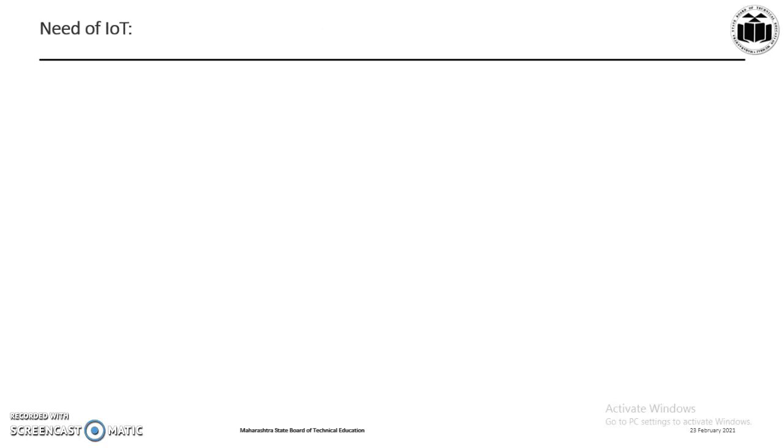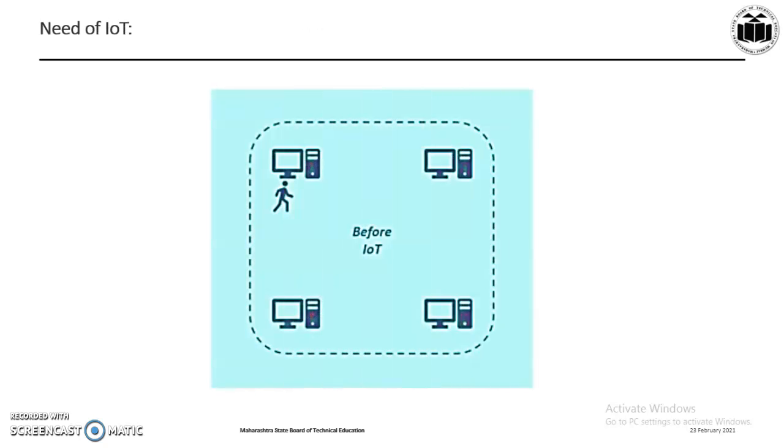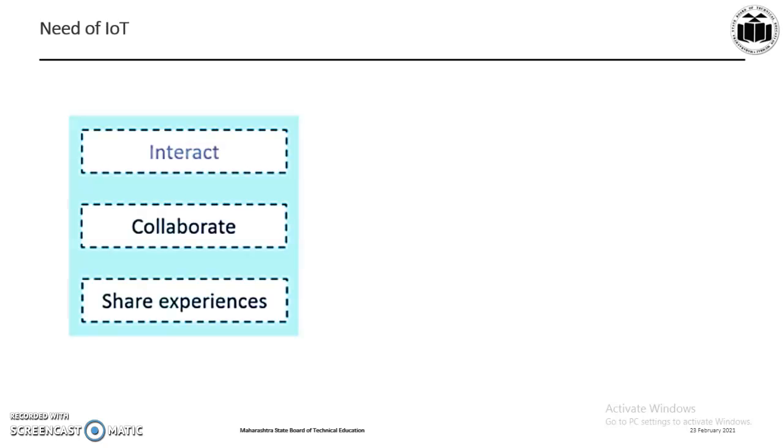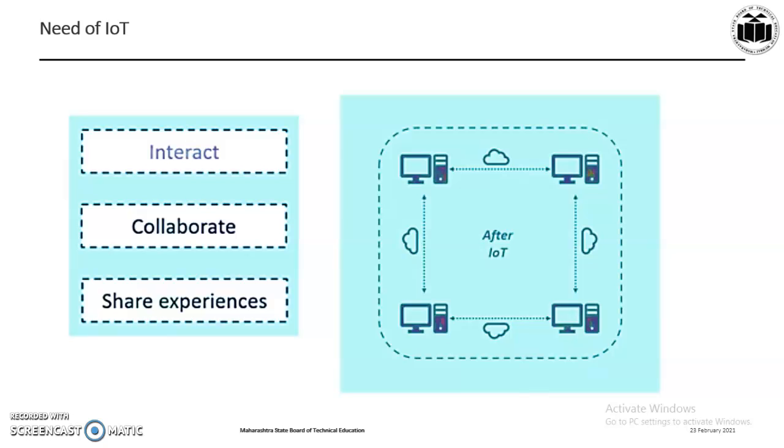Now let us discuss what is the need of IoT. Before the invention of IoT, we still had devices to do things for us. Then what difference did it make? The difference is that before the invention of IoT, we needed to run from machine to machine, telling them what to do and when to do. But with the invention of IoT, the devices can interact, collaborate and share experiences just as humans do. So this reduces the human intervention.